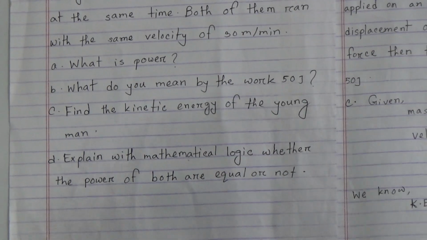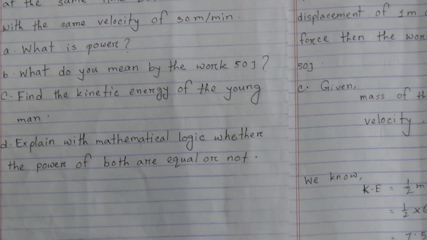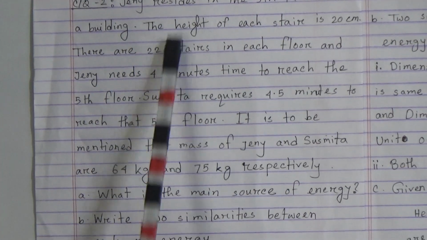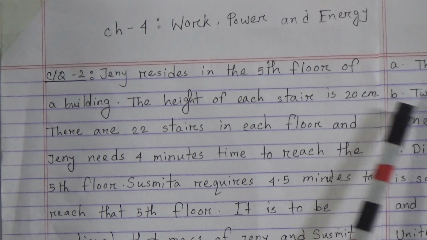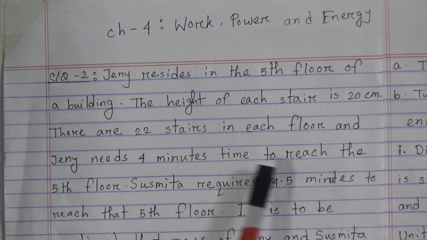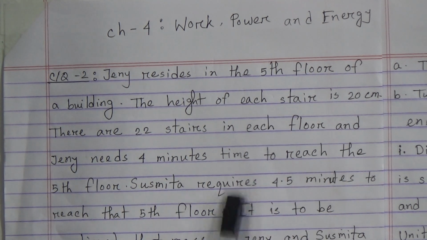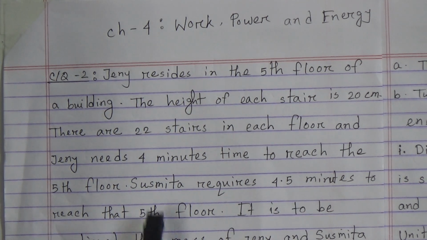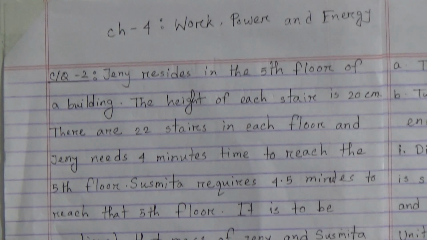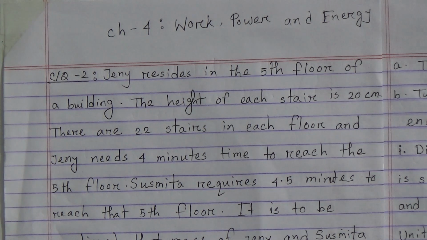Now we will solve this CQ2. See that, CQ2, the stem is: Jenny resides on the 5th floor of a building. The height of each stair is 20 centimeter. There are 22 stairs on each floor and Jenny needs 4 minutes to reach the 5th floor. Sushmita requires 4.5 minutes to reach that 5th floor. It is to be mentioned that the masses of Jenny and Sushmita are 64 kg and 75 kg respectively.